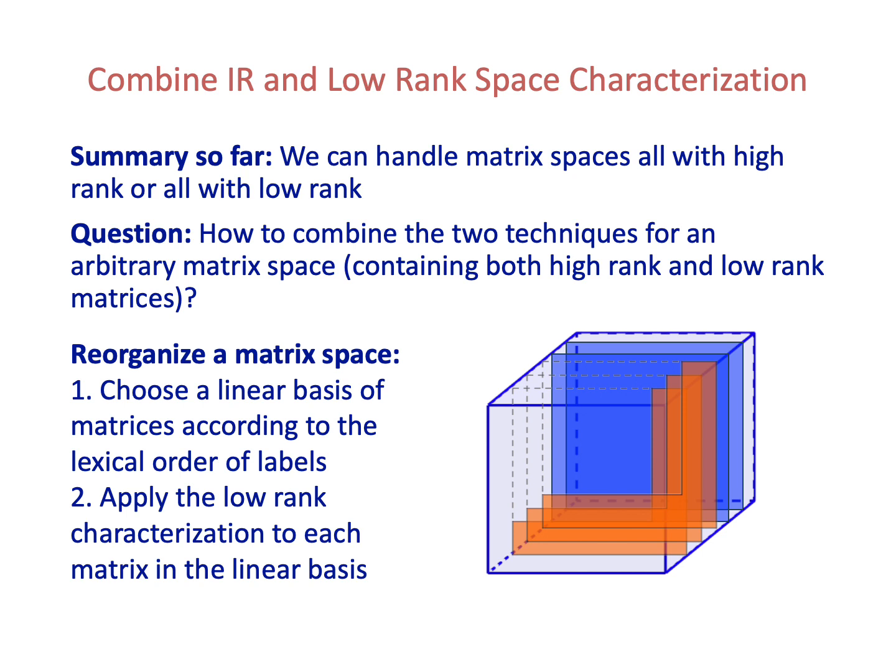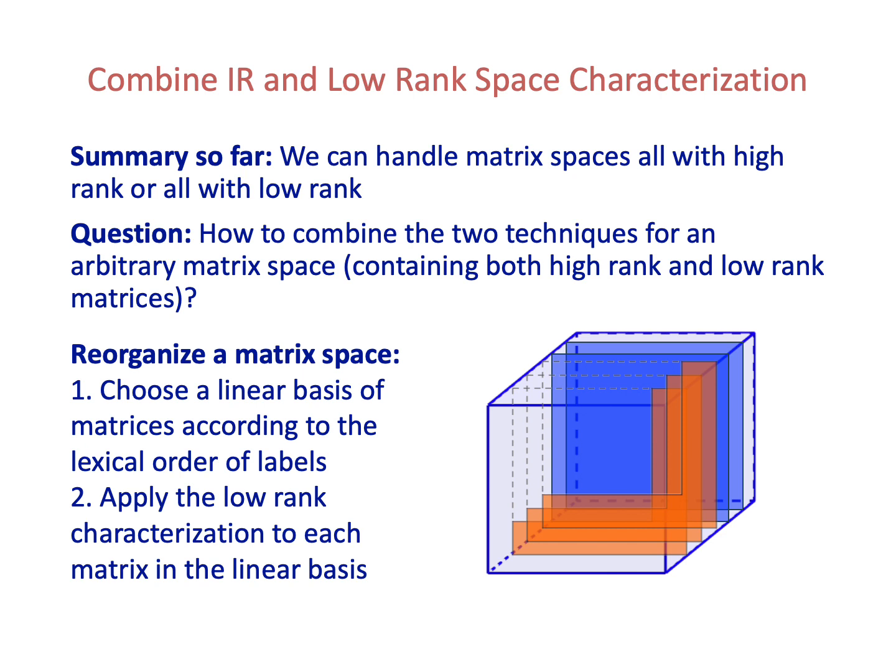To resolve this problem, let's first combine the two techniques given so far together to make the matrix space more organized. More specifically, we first apply the individualization and refinement and choose a linear basis of the matrix space according to the lexical order of the labels as a representation of the entire linear space. At the end, we apply low-rank characterization to all the matrices in the basis. Here is a figure illustrating the result.